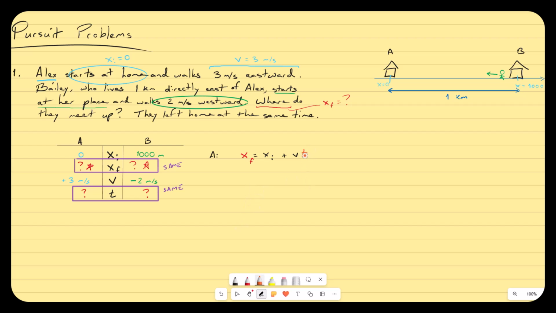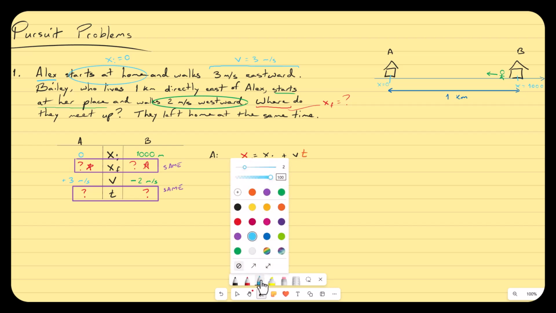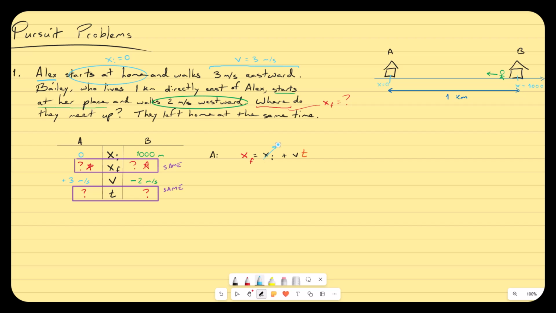It is an unknown, but it's not the final unknown that I'm looking for. But I do know that my initial position is 0. Didn't get to do a whole lot with that, but so it goes. I've got two unknowns in this equation. I can't just solve it. So I'm going to look at Bailey's position.